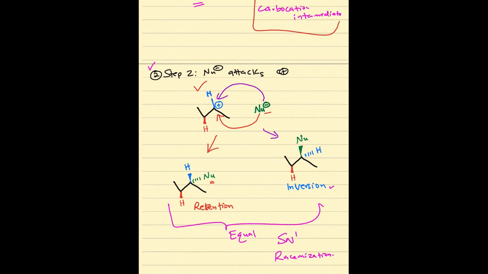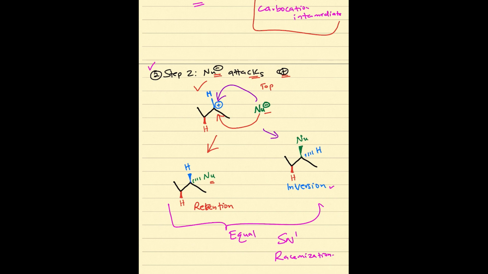And then the nucleophile now attacks the carbocation intermediate. The carbocation intermediate is the electrophile in this reaction. And that happens in two ways. The first way is attack from the top, where the nucleophile attacks from the top, like that. And that ends up giving you the nucleophile now in this position.